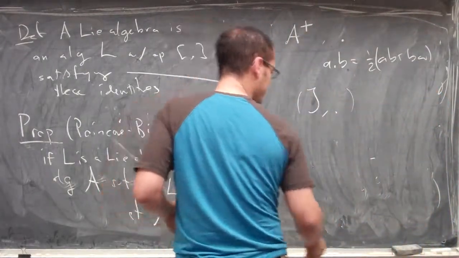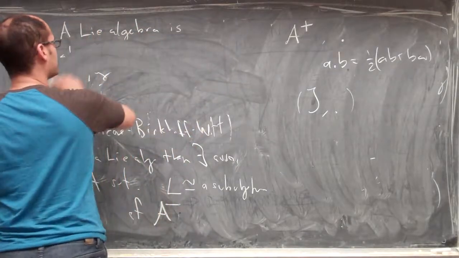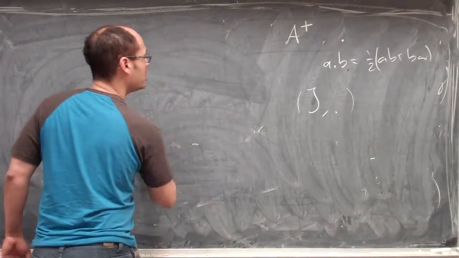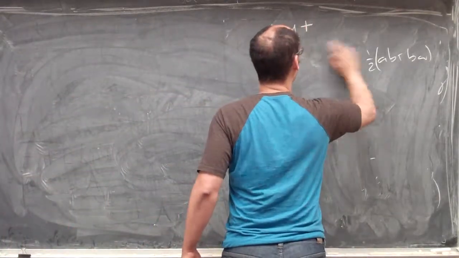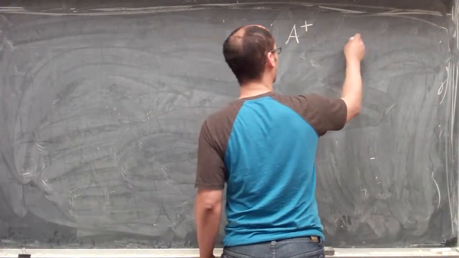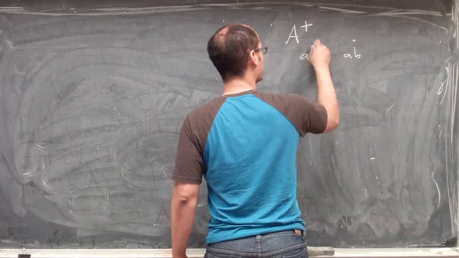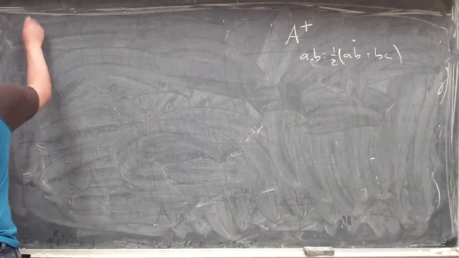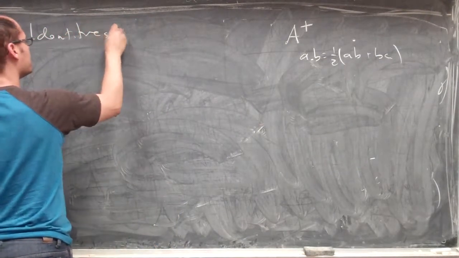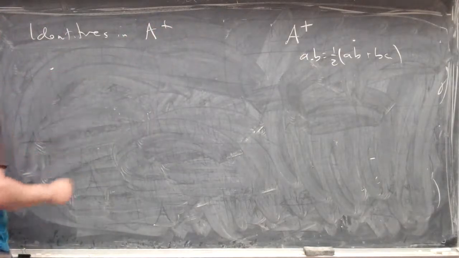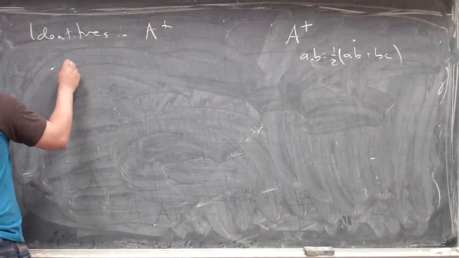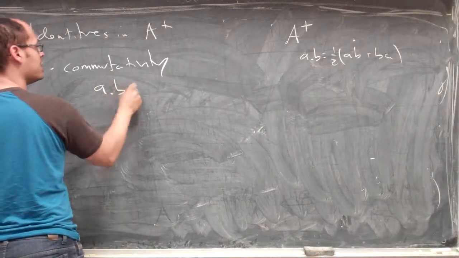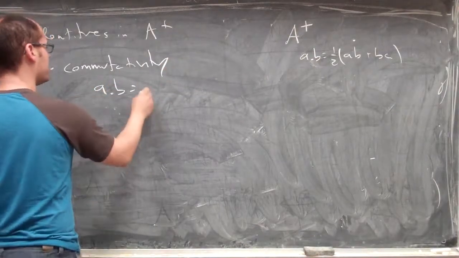What identities does this operation satisfy? So if we look at this algebra A plus with this operation dot defined by A dot B is 1 half of AB plus BA, then what identities are satisfied? Well, first off, it's commutative. In other words, A dot B, being that operation, is symmetric in A and B. It's the same as B dot A.